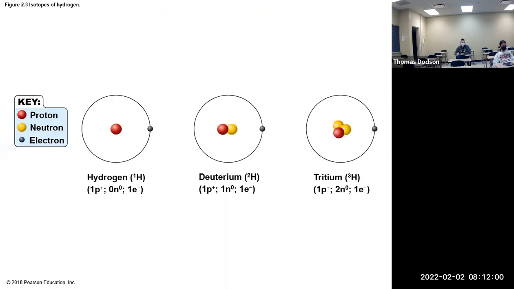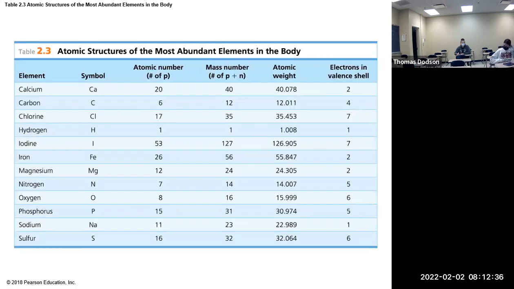Okay, so hydrogen with no neutron, hydrogen with one neutron, deuterium, hydrogen with two neutrons, tritium. We do use these for various things, and they can be found. They're all a form of hydrogen, but they're isotopes, different masses, because they have a varying number of neutrons. You don't have to remember this.